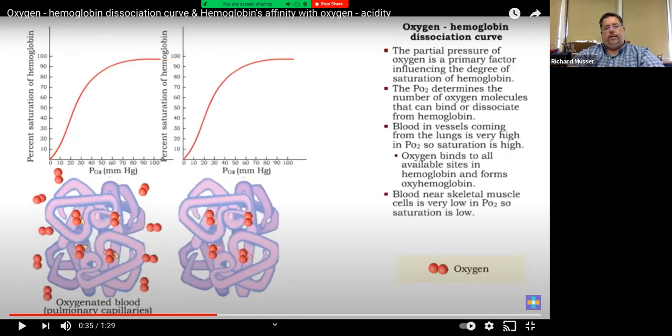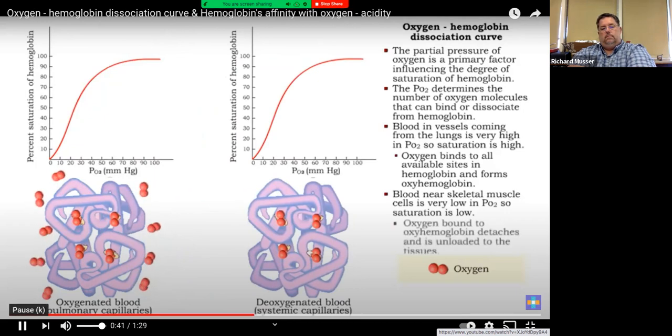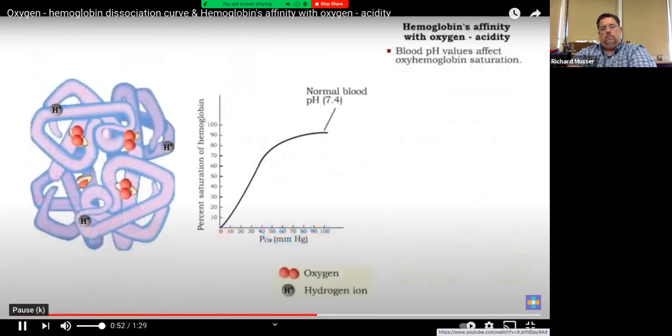And then when it reaches the tissues and the muscles far away from the lungs, you notice the saturation of oxygen around the blood is now dissipated, which is going to cause the hemoglobin, the oxyhemoglobin, to liberate its oxygens. Muscle cells are very low in oxygen partial pressure, so saturation is low. The lower partial pressure of oxygen causes the oxygen to detach from oxyhemoglobin, and it is unloaded to the tissues. Oxyhemoglobin saturation is affected by blood pH values.